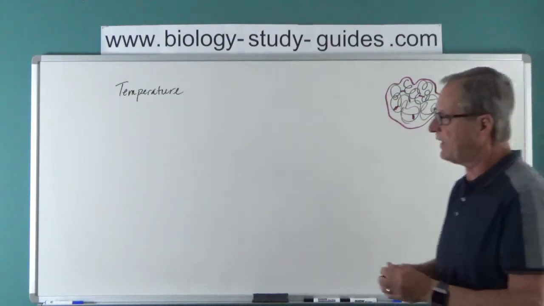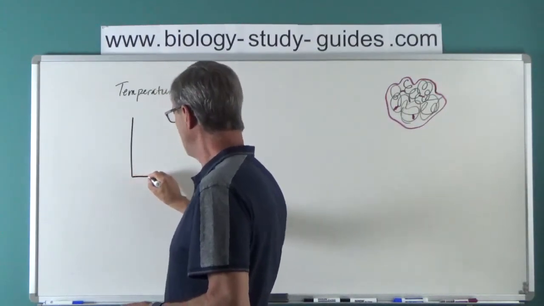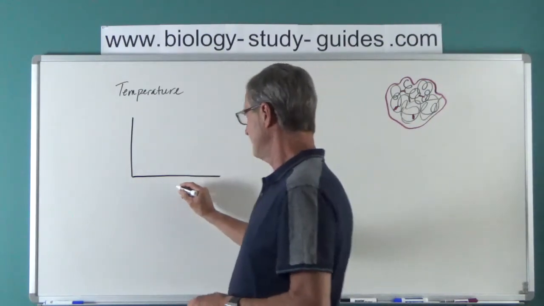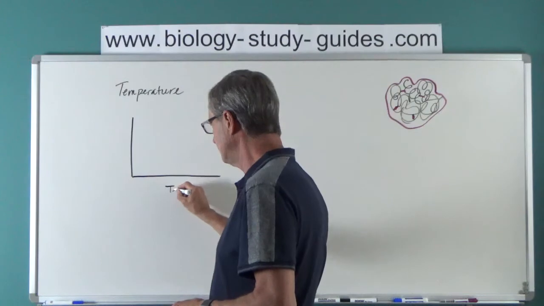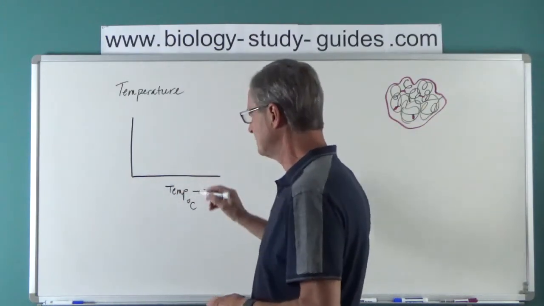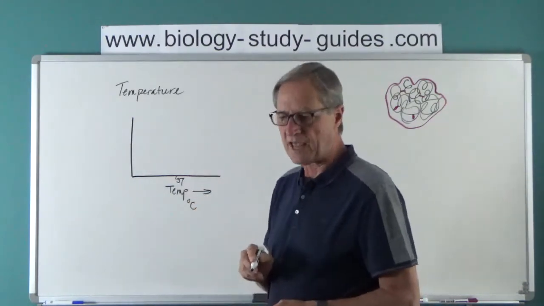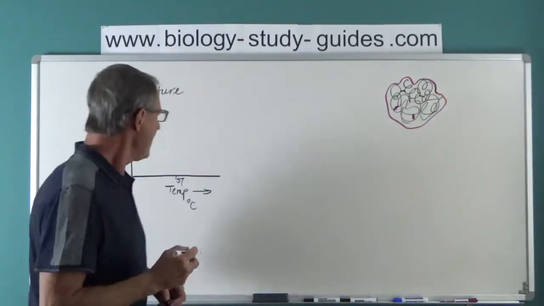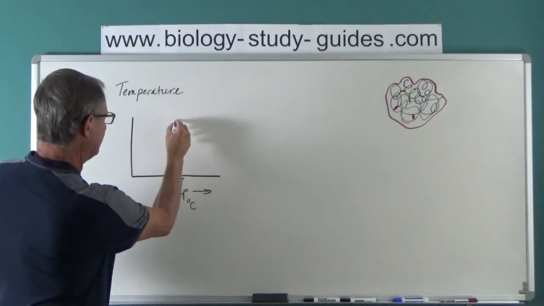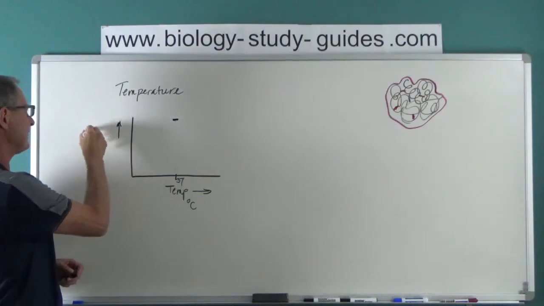So here's what we have with temperature. It can always be represented as a graph. If we have this as the temperature across here, put in degrees Celsius, because I'm going to use 37 as an example for our own body temperature. And at 37 degrees, the enzymes in our body are working quite well. So this is the rate of enzyme activity.